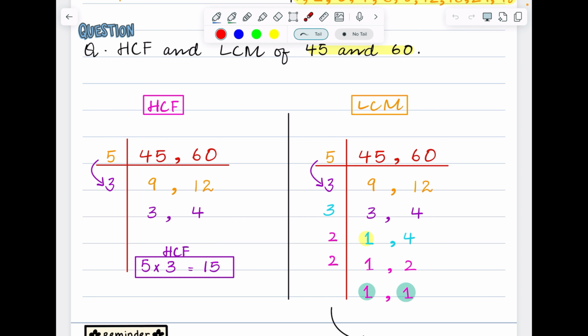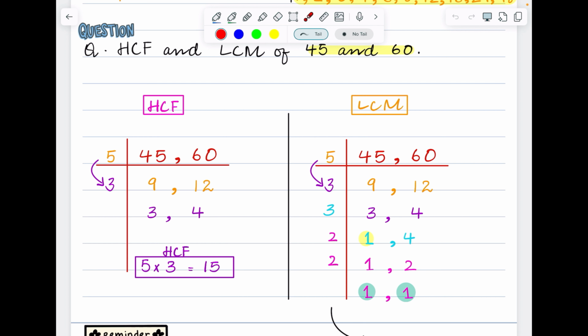LCM is exactly the same until you're left with numbers like this, which are no longer divisible by the same number. So here, your goal in LCM is that you need to have a 1 and 1 at the end. So you will now start dividing, even if one of them is not divisible, you'll divide them by a number, so that you can slowly make one of the numbers come down to 1.